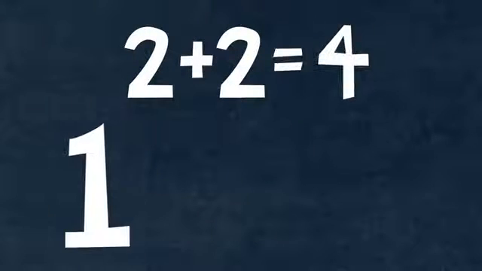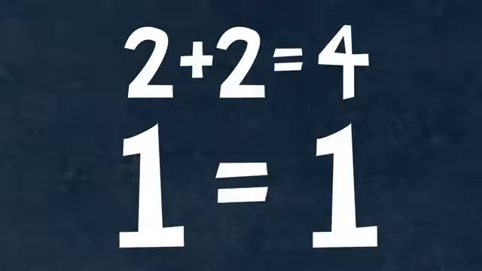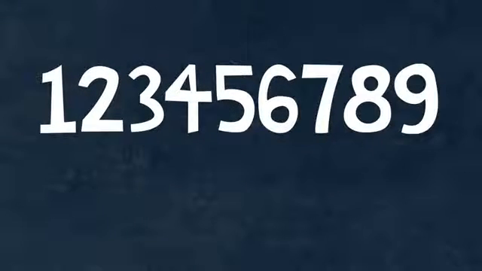In math, everything is certain. 2 plus 2 equals 4, and 1 is just 1. But that's not really right. 1 isn't always 1. Here's why. We start counting at 1, and we count up to 9. 1, 2, 3, 4, 5, 6, 7, 8, 9, and then we get to 10, and in order to write 10, we write a 1 and a 0.